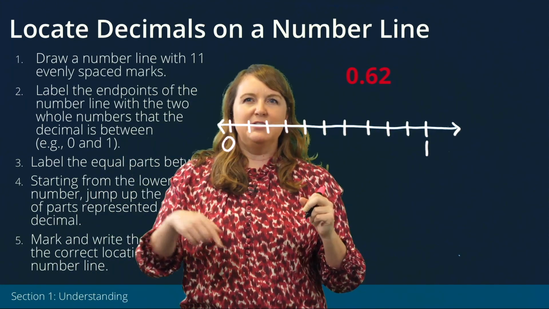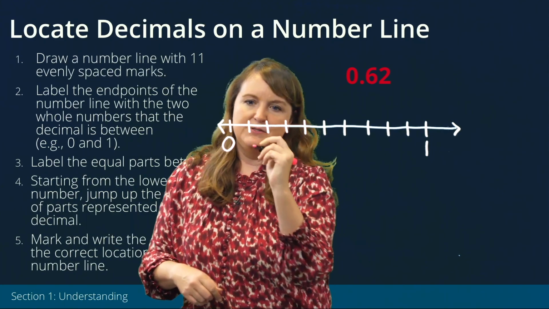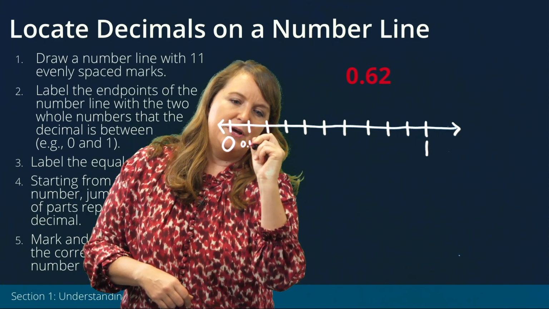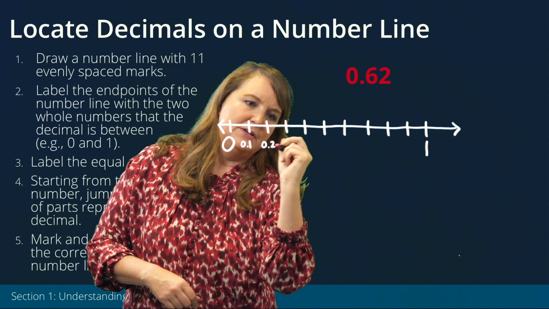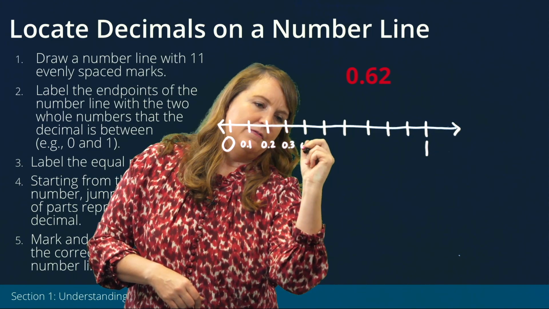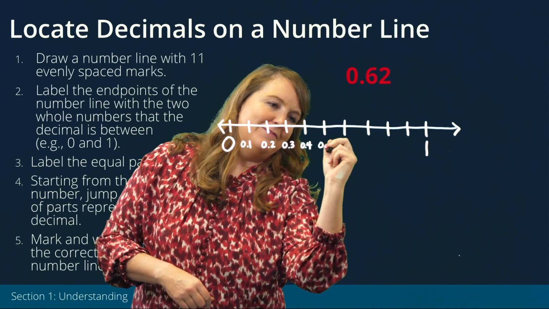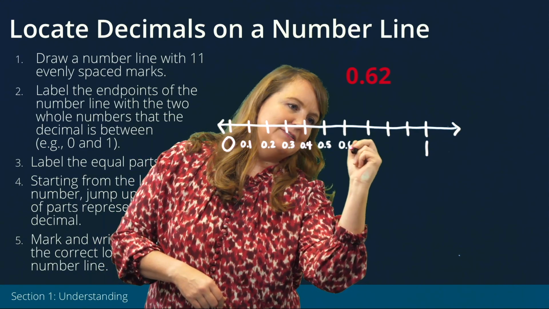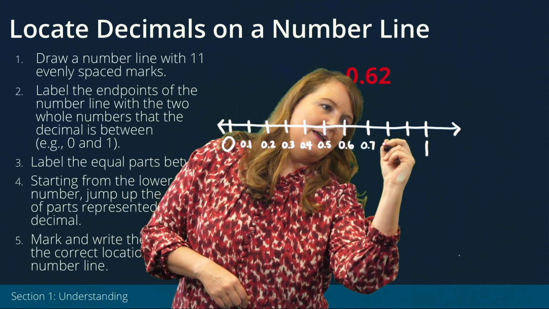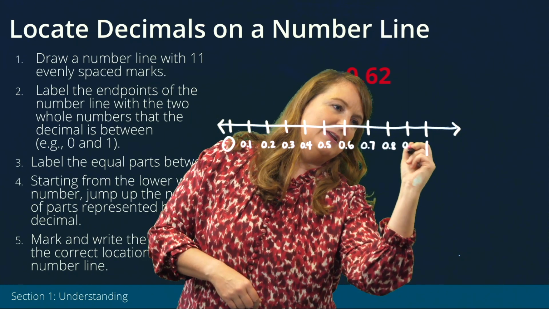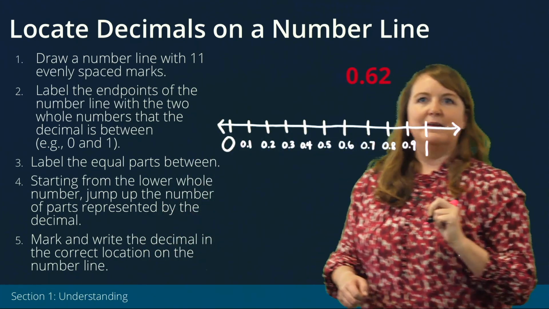And then I may want to label the equal parts in between. So what do I have here? Well, this is 1/10, 2/10, 3/10, 4/10, 5/10, 6/10, 7/10, 8/10, and 9/10. All right, there we go.